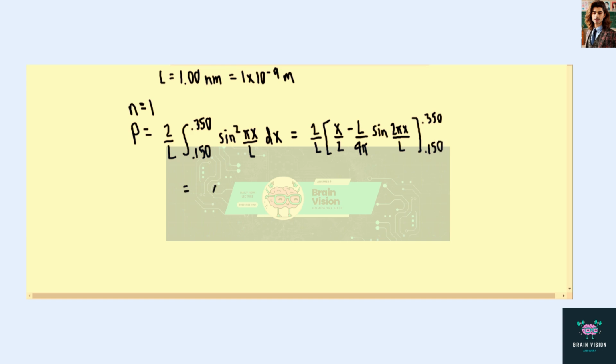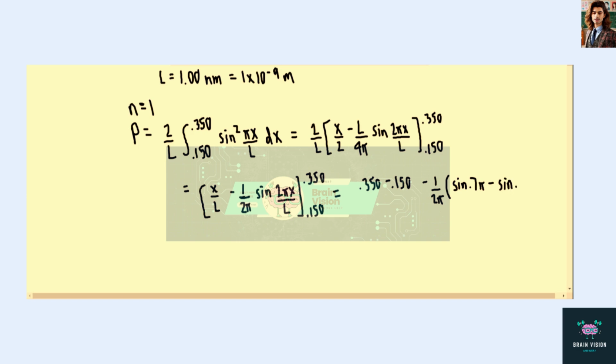And note that here L is also in nanometers already. So we can just simply substitute in the endpoints, which are already in nanometers, and our units are going to cancel, units of length. So we get 0.200 as our probability.